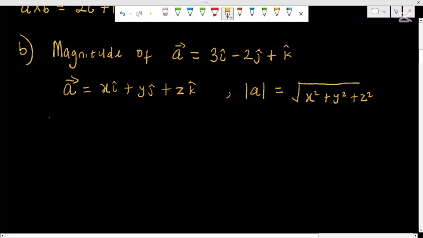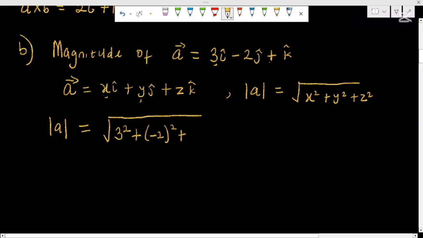So the modulus of A, which is the magnitude of A, is, by comparing, you can see this 3 is equal to this x here. So we have 3 squared plus, in brackets, this y here is equal to minus 2. So we have minus 2 squared plus this z here is equal to 1 because there's an invisible 1 here. So we have 1 squared. So this will give us 3 squared, that's 9.